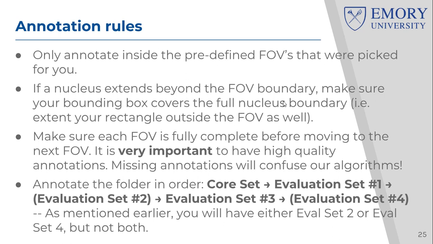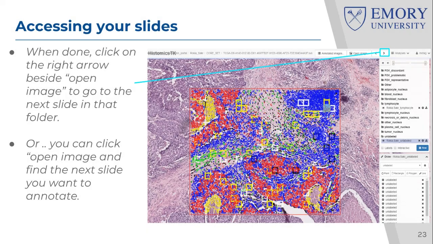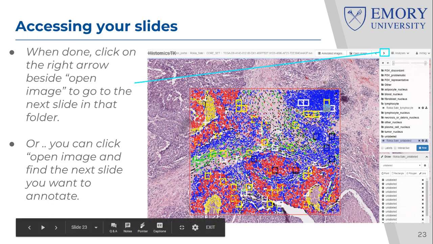If a nucleus extends beyond the FOV boundary, make sure that your bounding box covers the full nucleus boundary. Right? So I'm going to go through the document and show you some of these rules, so don't worry about this for now. Make sure that each FOV is complete before moving on to the next field of view. So this is an important point. Make sure that you finish one thing before you move on to the next. Don't randomly annotate nuclei, so for example, don't annotate some nuclei from here and then move on to some nuclei from here and then to some other nuclei here. Don't do that. That is incorrect.